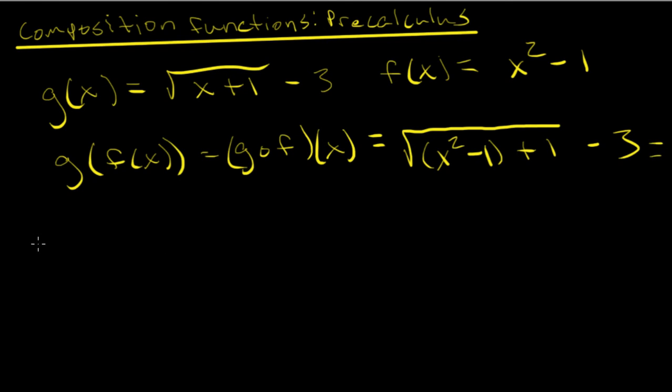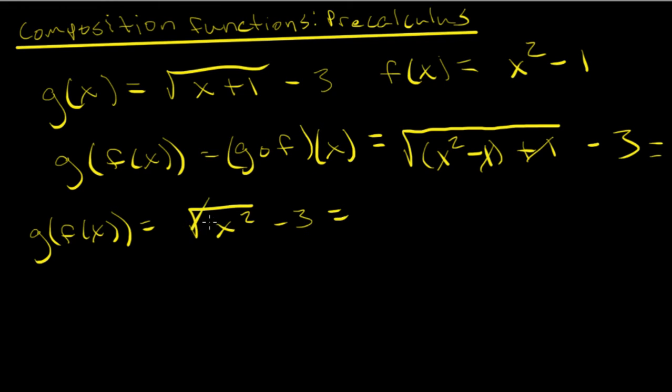So if we do a little bit of simplification, this minus 1 and plus 1 go away. So we have g of f of x equals the square root of x squared minus 3. And the square root and square cancel each other out. So we simply have x minus 3. And that is the composition function.